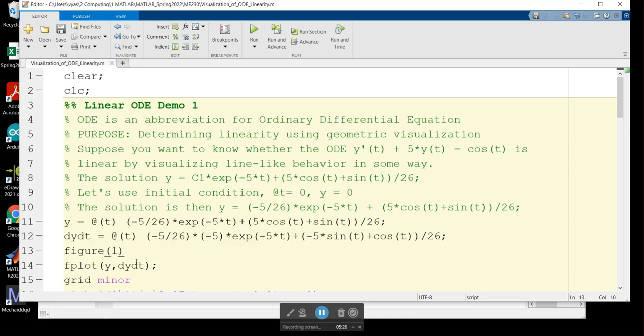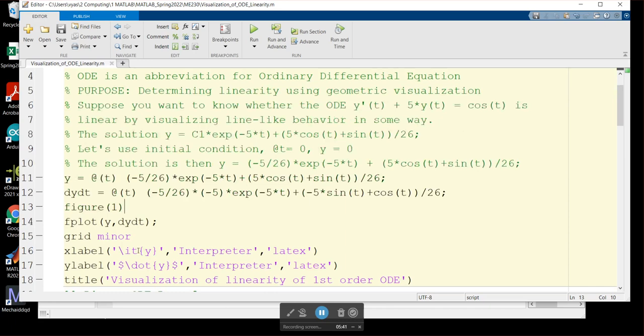So figure 1 is what is going to be generated if I plot y on the x-axis, horizontal axis, and dy dt on the vertical axis. So what I was saying is I should get a line. It should be a line of negative slope.